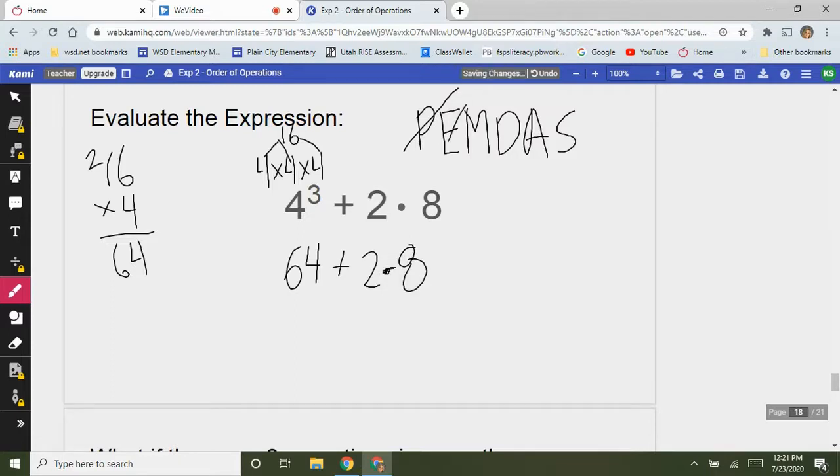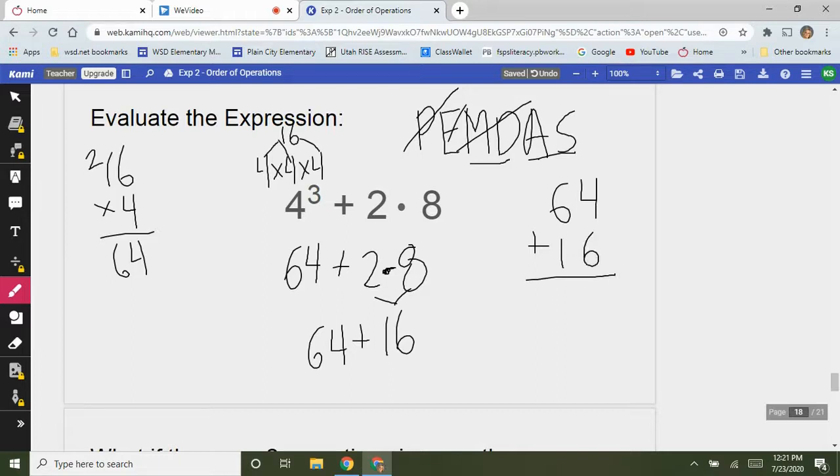So no more exponents. Multiply and divide. Yep, I got to multiply. 2 times 8 is 16. Bring down everything I haven't used. No more multiply and divide. And move on to add and subtract. Yep, I have an addition. 64 plus 16. 6 plus 4, 10. 6, 7, 8. So the answer is 80. Hopefully that's what you got too.